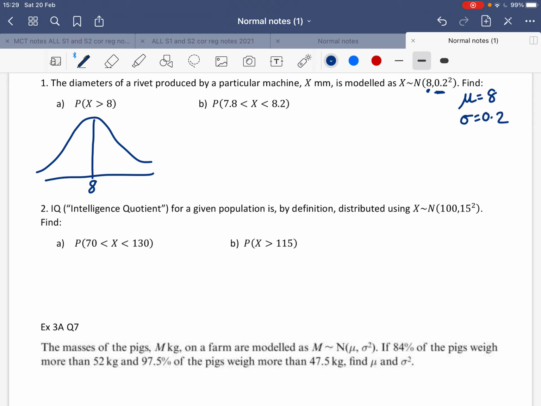So we're looking for the probability that x is greater than 8. So that's everything this side. So we can see that's half the distribution, so equals 0.5. That's the probability, half.